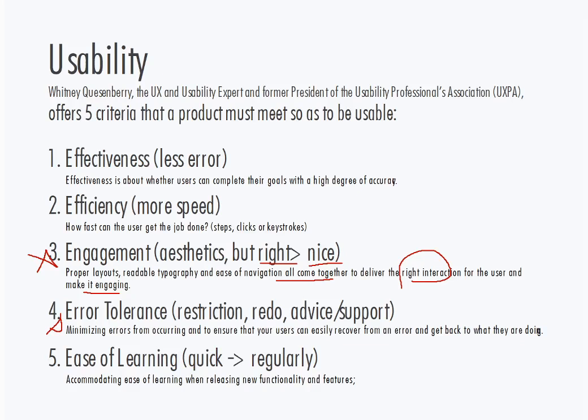The fifth is ease of learning. When you update your website or app, you should help the users learn how to use the update, or explain what the update of downloading lots of things was about. Accommodating ease of learning when releasing a new functionality and features. What's the description? Okay.